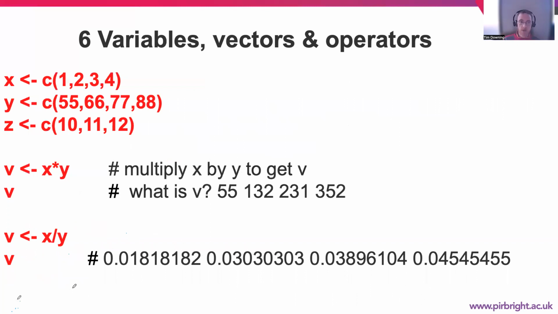So just for illustration, if we have vectors x and y, which have the same number of elements, we can multiply them together to form a new vector v in that way. And v will give us the products 55, 132, 231, and 352, corresponding to 1 by 55, 2 by 66, that gives us 132, 3 by 77 is 231, 4 by 88 is 352. If we do x divided by y, again, we'll get 4 elements, as you would expect.